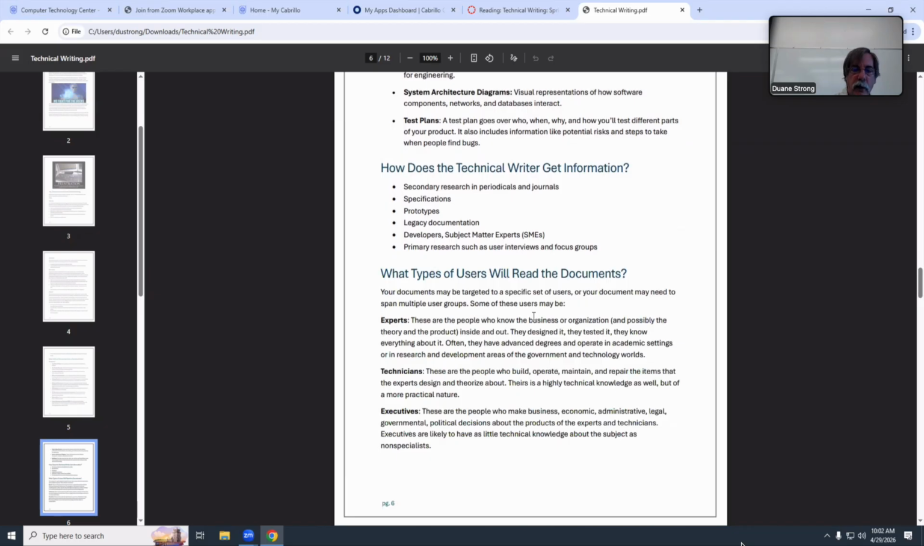How does a technical writer get information? Like I mentioned a couple of times, you need to be in constant contact with your subject matter experts. You probably don't even know anything about this technology either. It might be a brand new thing.